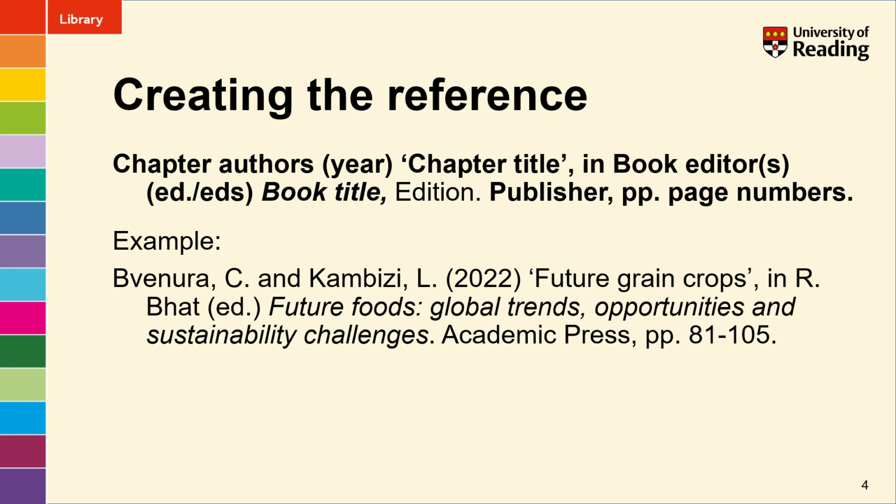We then have ed. in brackets, followed by the title of the book, Future Foods, Global Trends, Opportunities and Sustainability Challenges, which is in italics. This is the first or only edition, so that doesn't need to be recorded. You next provide the publisher's name, which is Academic Press, and you finish with the page numbers of the chapter, in this case pages 81 to 105.